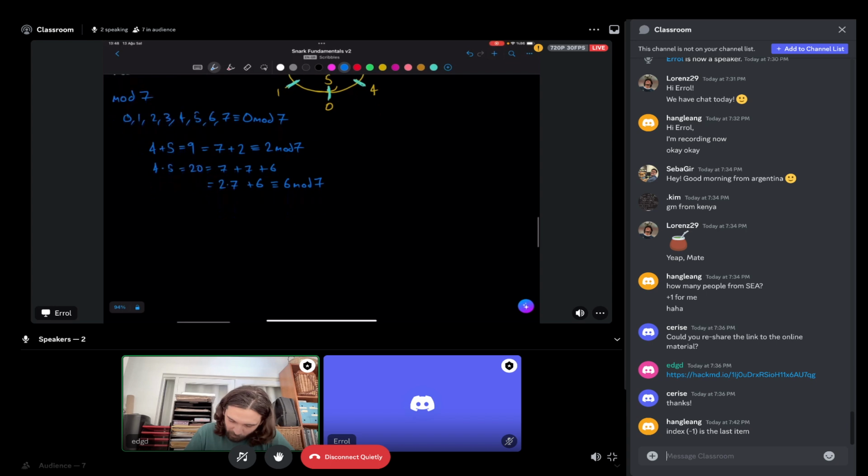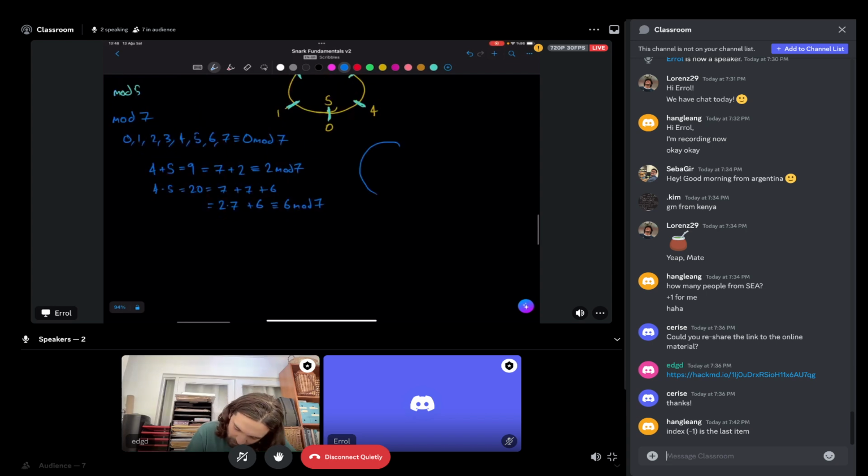So if we draw it all, our clock as we had before, we have 0, 1, 2, 3, 4, 5, 6. Then if we're to do the 9 example, we count up to 4, and then we go around 5 steps. We go 1, 2, 3, 4, 5. You'll see that we ended at the 2, which is why we had this 2 mod 7.